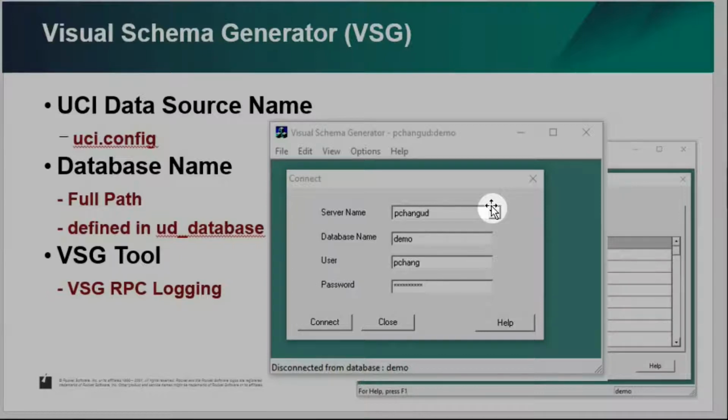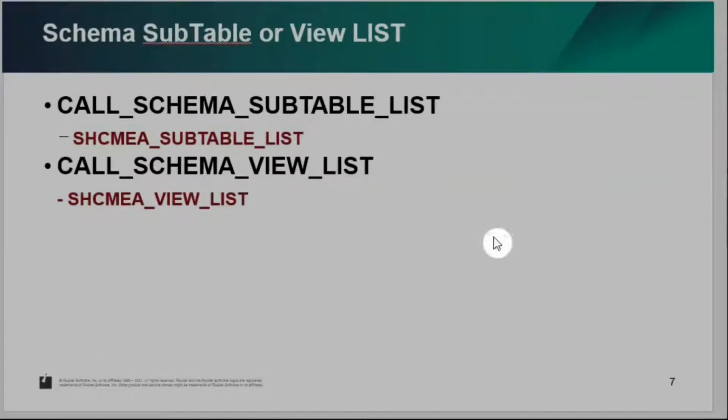Another thing is the VSG tool. In the VSG tool, you can try to turn on the RPC logging. Then you can monitor each step to see which schema API will be called inside the VSG tool. I will also show you two simple schema APIs. One is to list the subtable, another is called list view. I will demo them one by one to show you how they work.